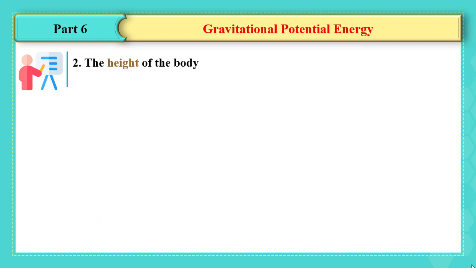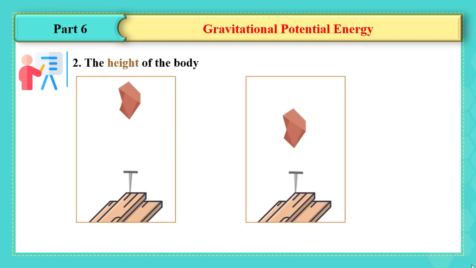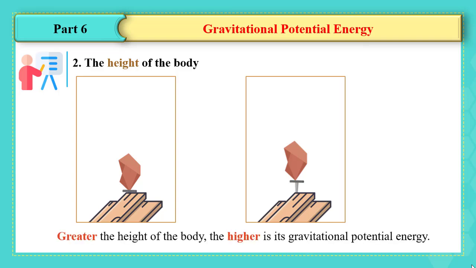But what if we are releasing two stones of the same mass but at different heights above the ground? Here we find that the stone higher above the ground drives the nail more into the board, and thus it means it has more gravitational potential energy.